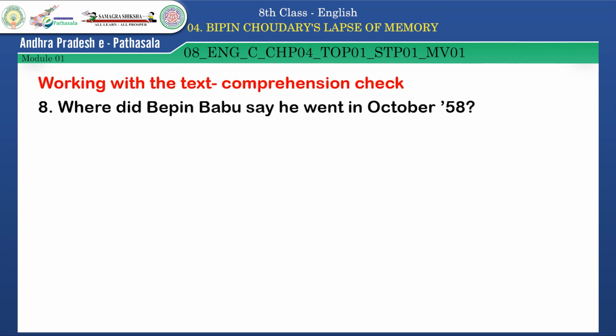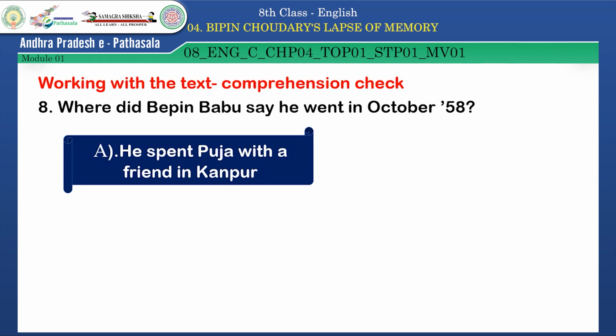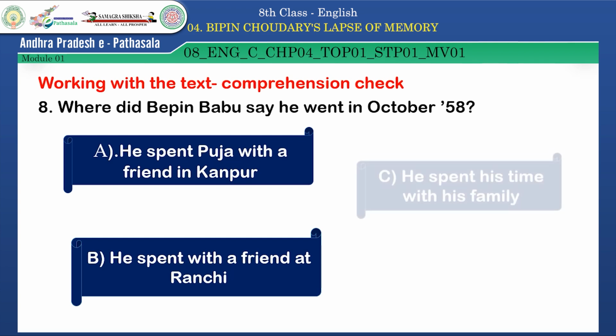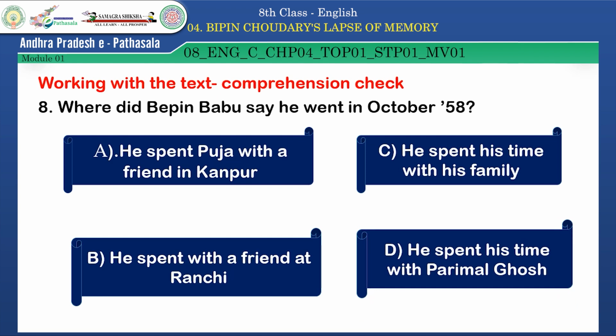What did Bipin Babu say? He went in October 15th. Spent puja with a friend in Kanpur. Spent with a friend at Ranchi. Spent his time with his family. He spent his time with Parimal Ghosh. What is the right answer? Yes, he spent puja with a friend in Kanpur. This is the right answer. Big applause to you. Now one more comprehension check.